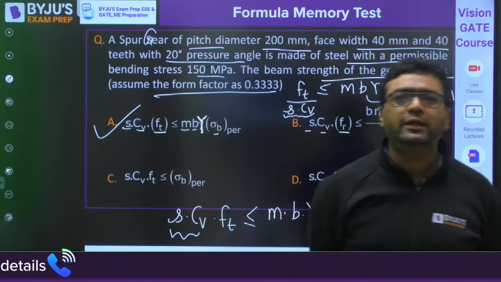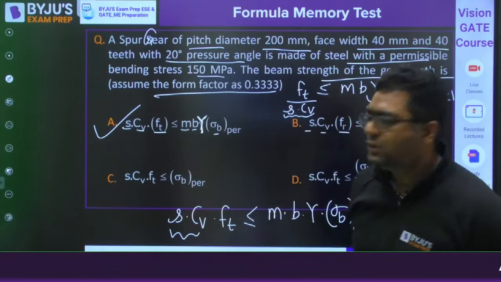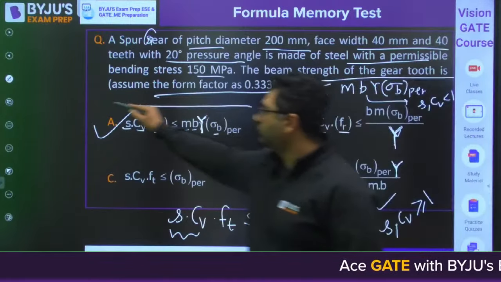Papa Ghoda, you got it? Akash, you got it? So the correct formula is this.